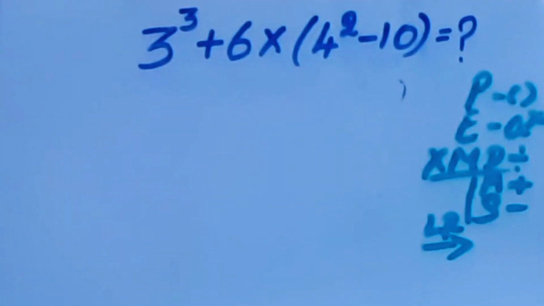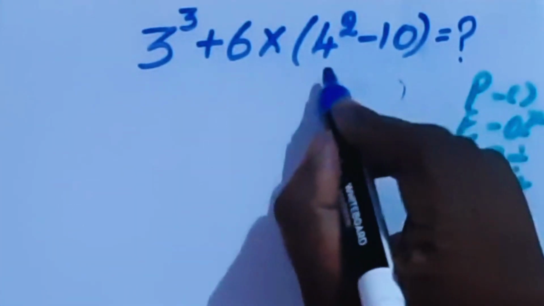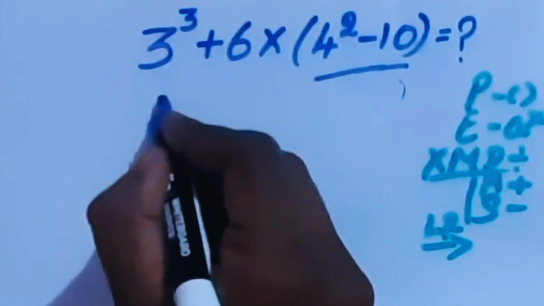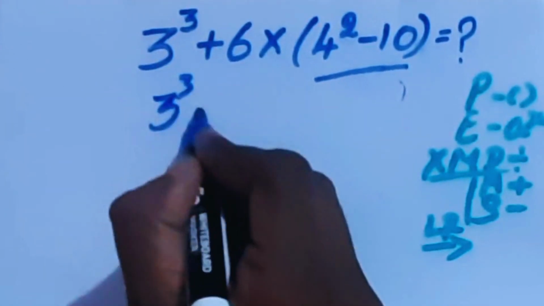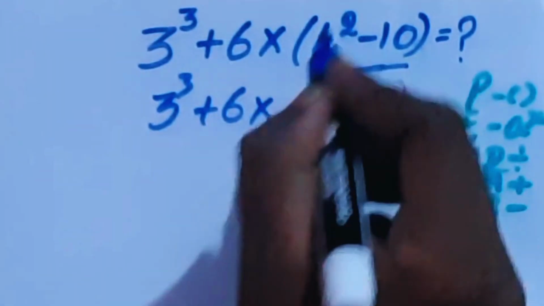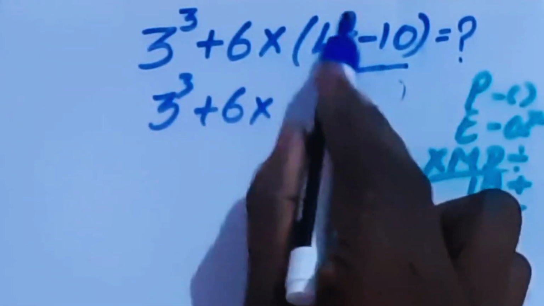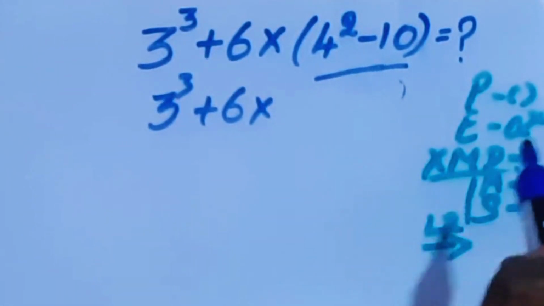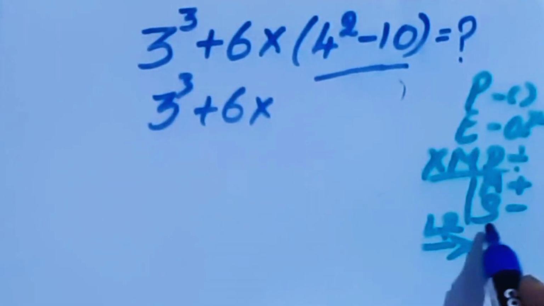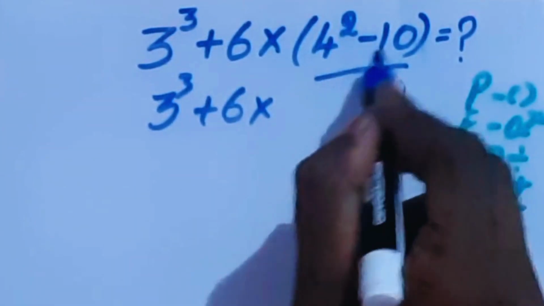Here, as per this order of operations PEMDAS, the bracket is higher priority. So we have to do this bracket before this operation. Here 3 power 3 plus 6 times, here inside the bracket we have two operations. One is exponent, other one is subtraction. So exponent is higher priority than this subtraction. So we have to do this exponent before this subtraction.